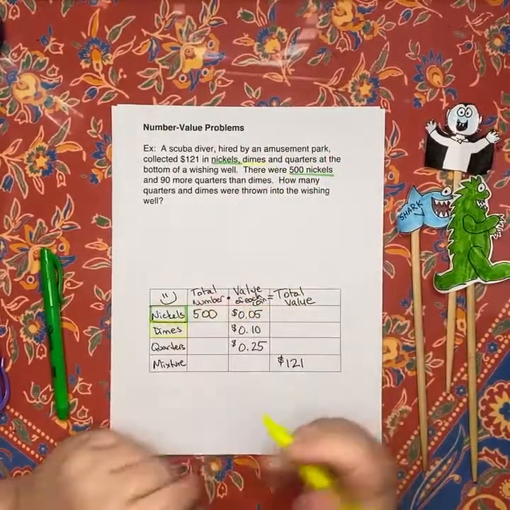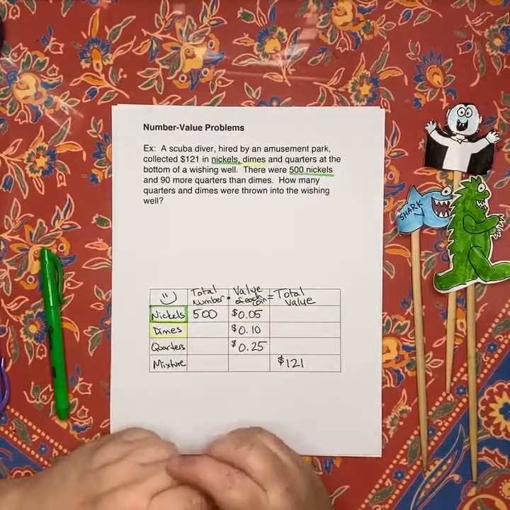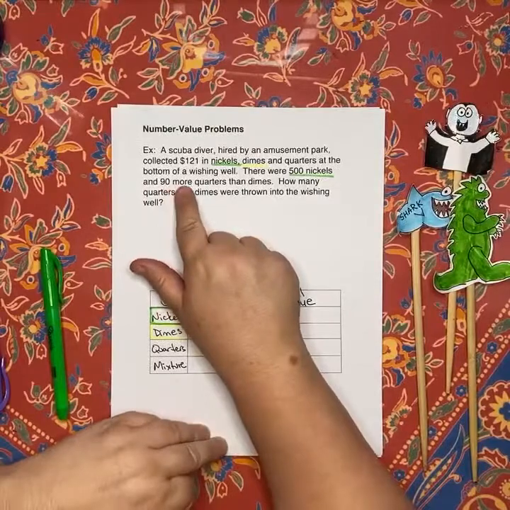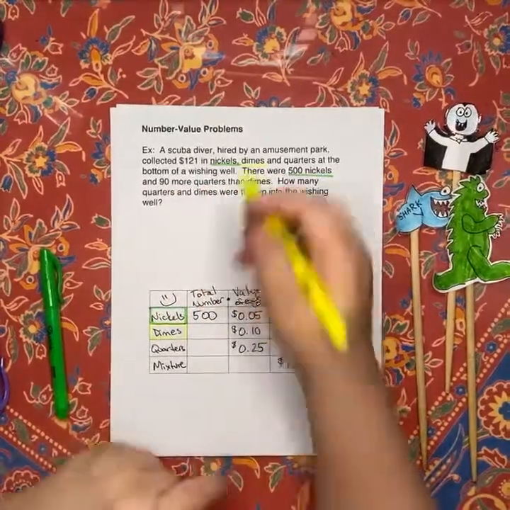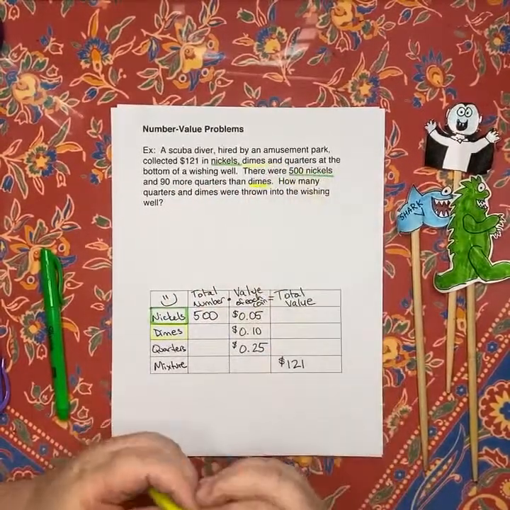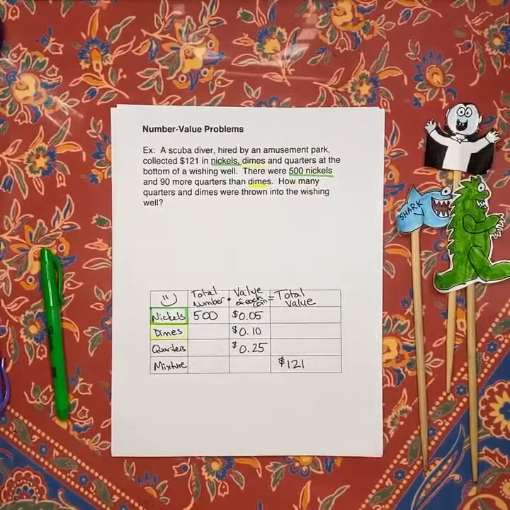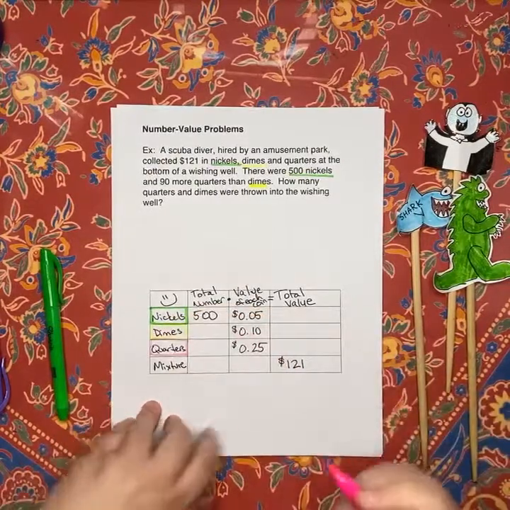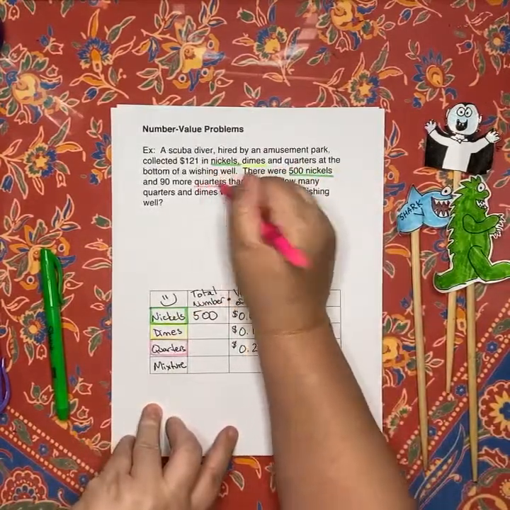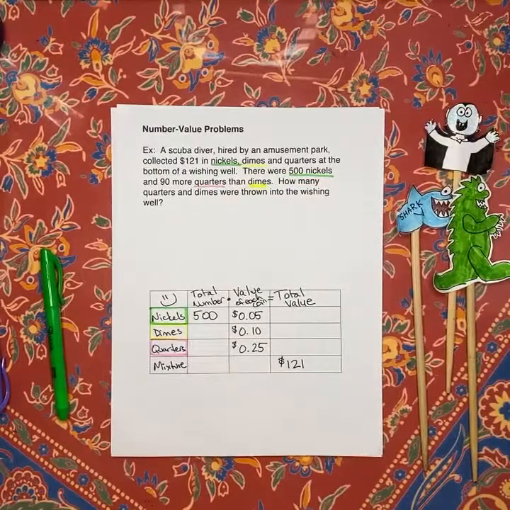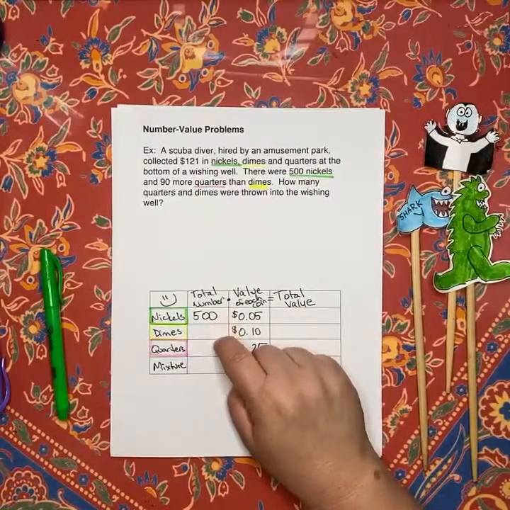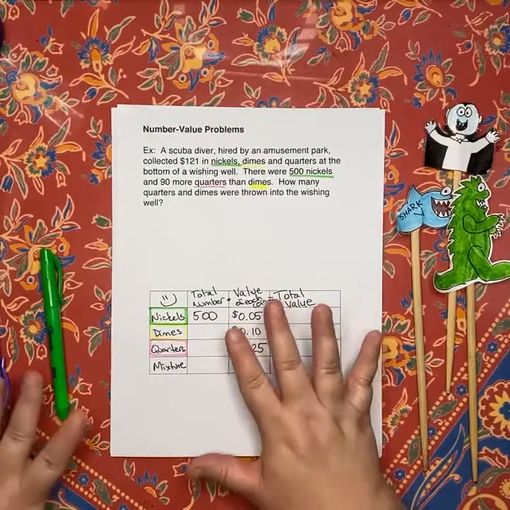Now, does it tell me how many dimes there are? Well, it kind of does. There are 90 more quarters than dimes. So there's my dimes, 90 more quarters than dimes. That's going to be complicated. And then my quarters, I'm going to do that in pink. That's going to be here. So it told me the total number of nickels, but not the dimes and quarters. So we're going to have to figure that out.